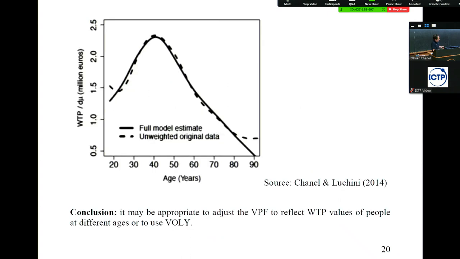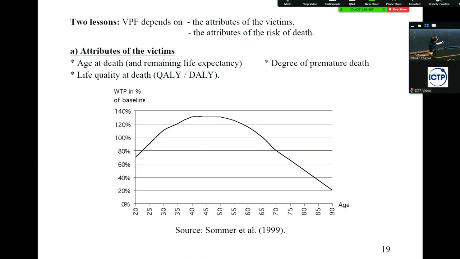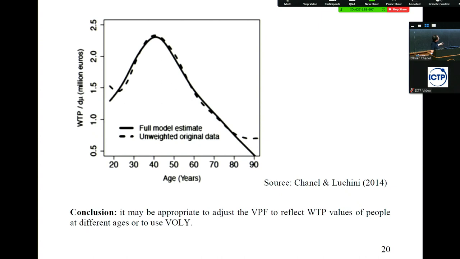So here we can see what is observed in the literature, more or less. This is an inverted U shape that is observed both theoretically and empirically, with the maximum around 50 years old and lower values at 20 and at older ages. Here you have the same thing, this inverted U shape. You have here the value of a prevented fatality, and here the age. And in a survey done with a colleague, Stéphane Lucchini, we observe this inverted U shape in our sample of more than 1,000 individuals.